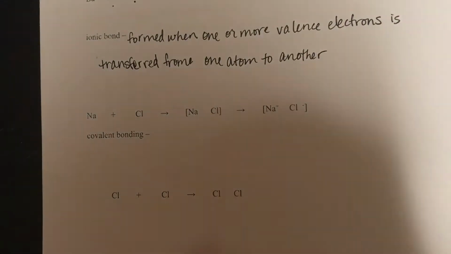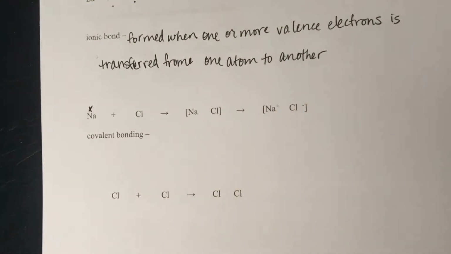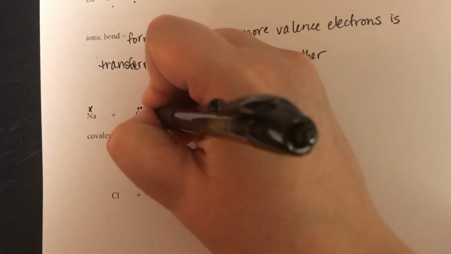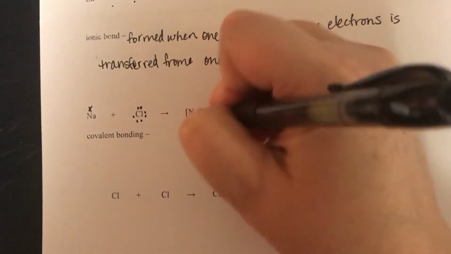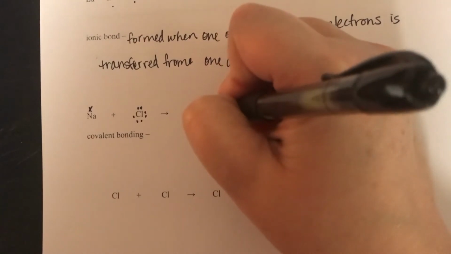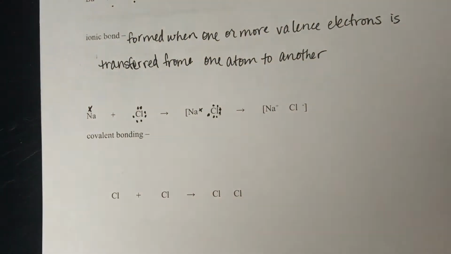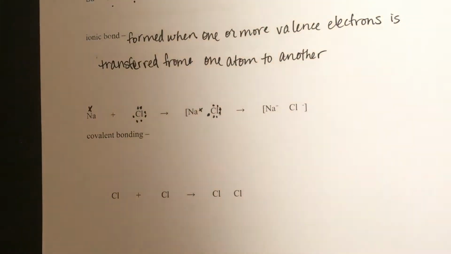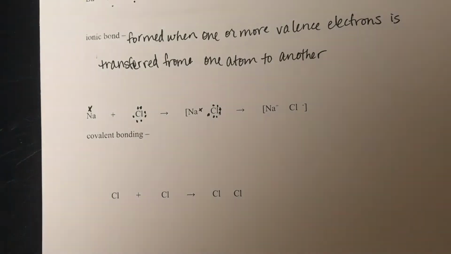So sodium has one valence electron, and I'm going to mark it with an X because I want to keep track of it differently than the chlorine. Chlorine has 7 because it's in column 17. When they come together, sodium's like, I've got this electron, and my ionization energy is low. The cost to remove this electron is low. And chlorine says, I like electrons. My electron affinity is high. The amount of energy I'm willing to pay to get an electron is high.